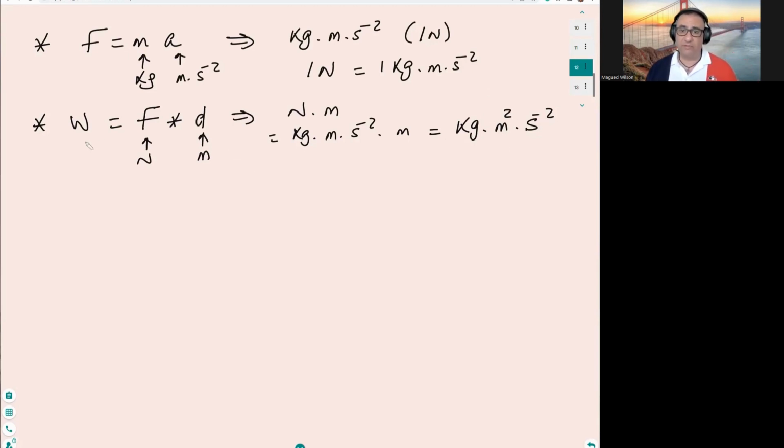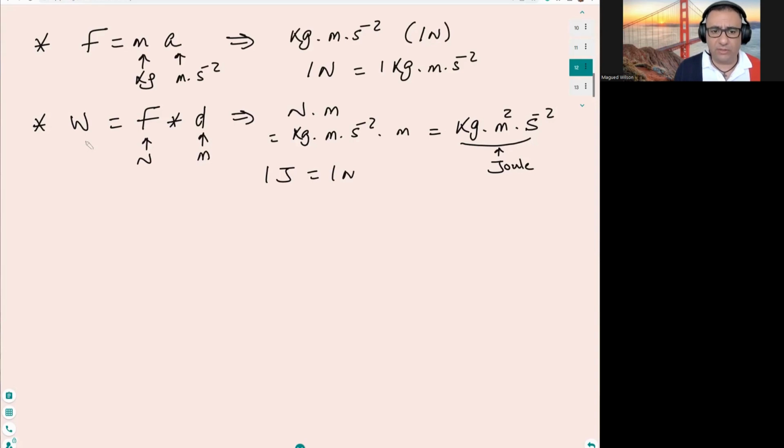Work equals force times distance. But then we also give it a name. This unit here, we call it joule, or J. So now we can say 1 joule is 1 Newton times meter, or 1 joule is 1 kilogram meter squared second -2.